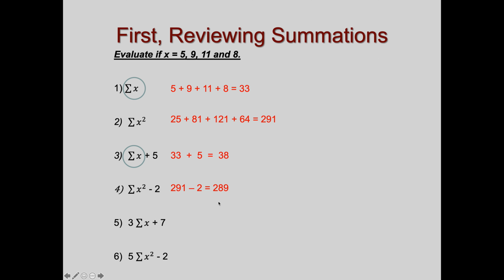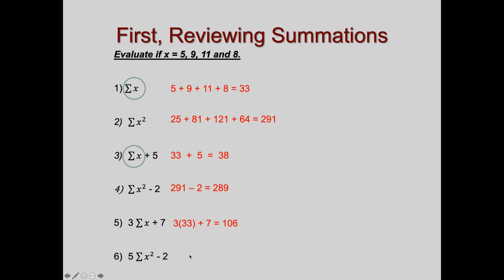Let me ask you a question. How did you interpret number 5? The way to interpret number 5 is 3 times the sum of the x's. And we've already done the sum of the x's. That was in question number 1. So it's 3 times the value that you got for number 1 plus 7. The value for number 1 was 33. 3 times 33, 99, plus 7 is 106.